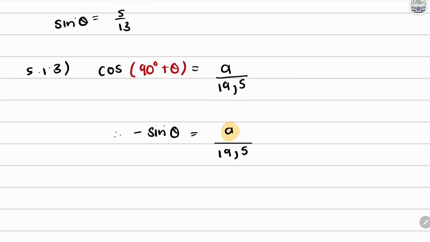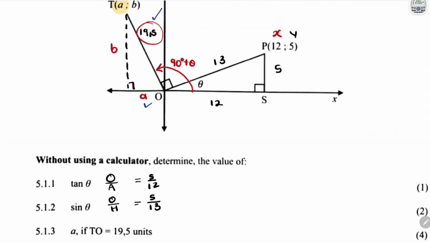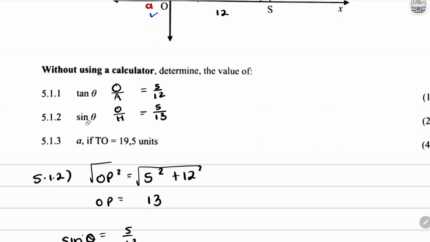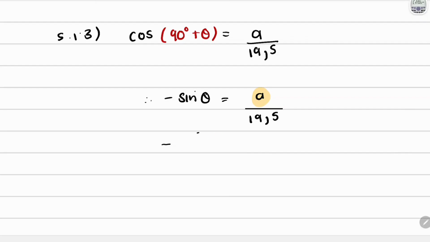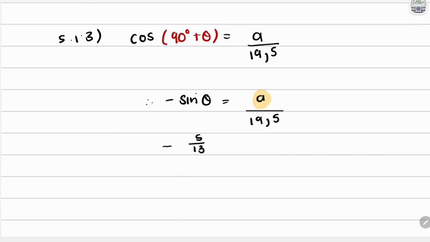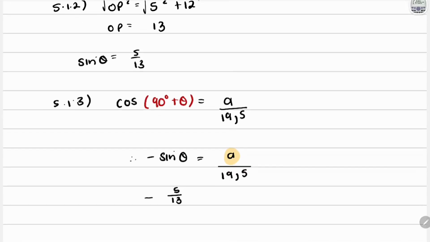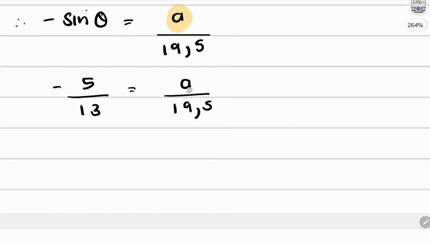Okay, so to find the value of A, well, we already know what sine theta is. In relation to the diagram that we have here, this was in terms of theta. We knew what sine theta was. Sine theta is 5 over 13. So negative sine theta is negative 5 over 13. See, we're using the other diagram to help us solve for this diagram because it was in terms of theta. So negative 5 over 13 is equal to A over 19.5. My A always looks like a 9. Okay, so there. Now we just need to solve for A.